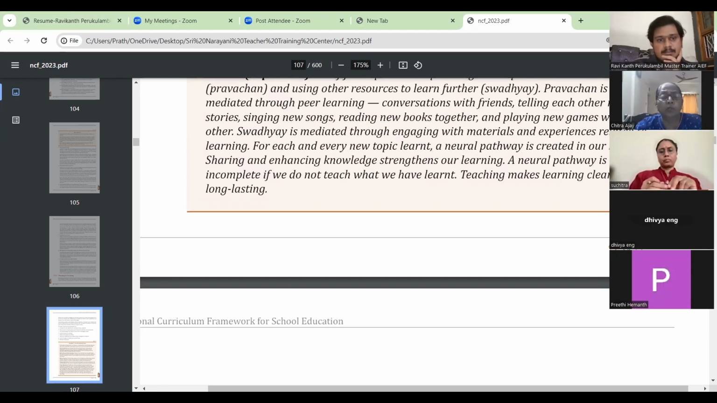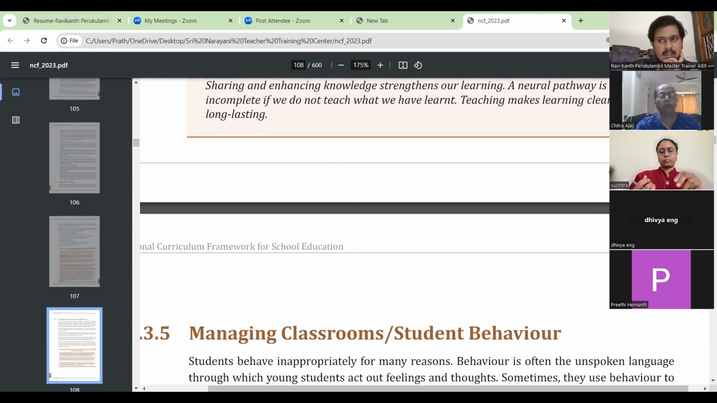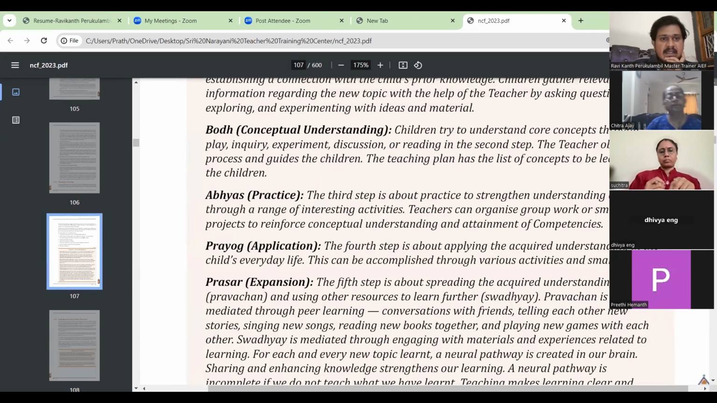So you'll have to scroll. I suppose Panchapadi is only this much, ma'am. Oh, okay. So these are the 5 steps that are there in Panchapadi.